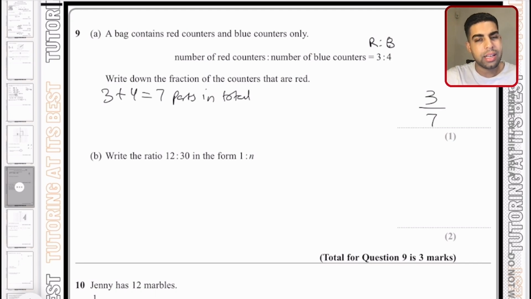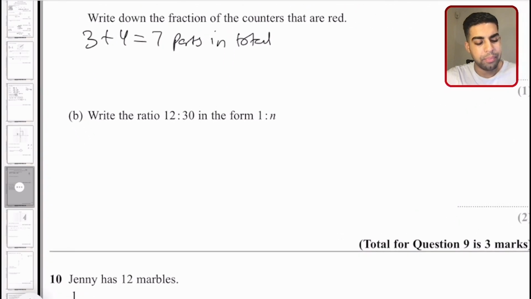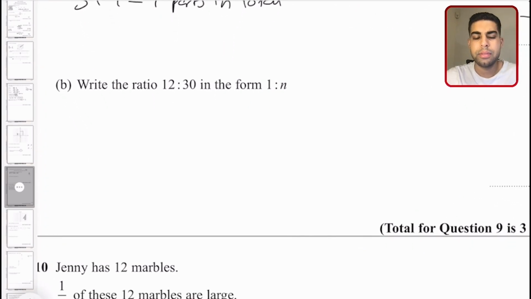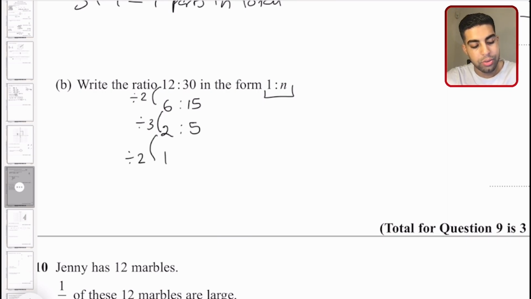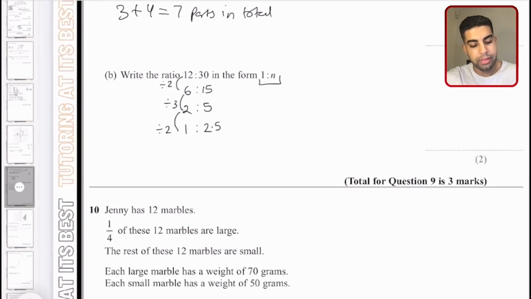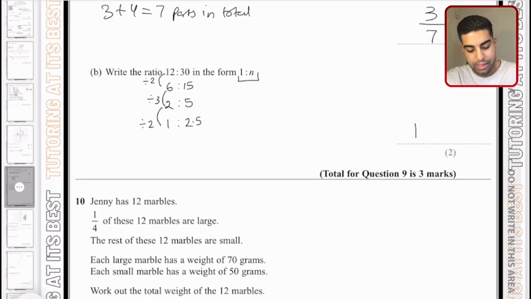And so now part B is asking us to write the ratio of 12 to 30 in the form of 1 to n. So let's go ahead and start off by dividing both by 2, which gives us 6 to 15. So again, divide by 2. We can then find a common multiple, which is 3. And again, divide this by 3, which gives us 2. And 15 divided by 3 gives us 5. And we're getting really close to our 1 to n. So now again, we can divide both sides by 2, which gives us 2.5. So our ratio 12 to 30 is written as 1 to 2.5, which is our n.